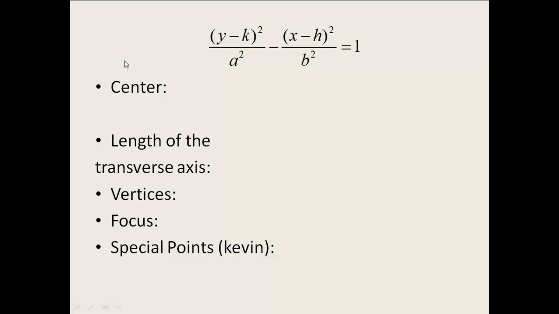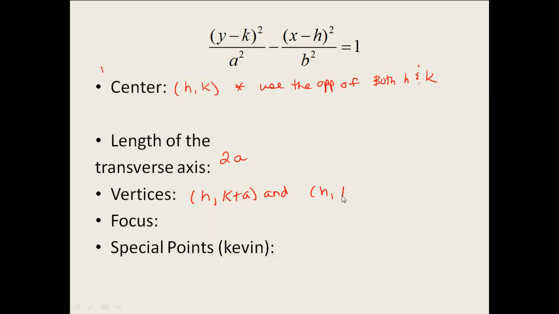Okay, so our information, our formulas that go along with this: our center is still h comma k, and remember, use the opposite of both. And then the length of our transverse axis still is going to be 2a. a always goes with your transverse axis. Our vertices are slightly different than on the last equation. Here, our x value stays the same, so we have h comma k plus a, and to get your other vertex, you would have h comma k minus a.